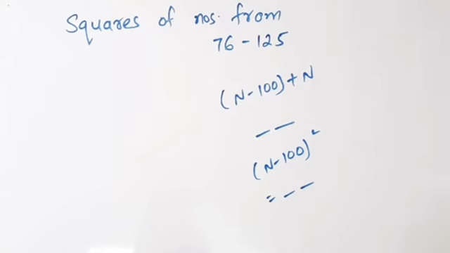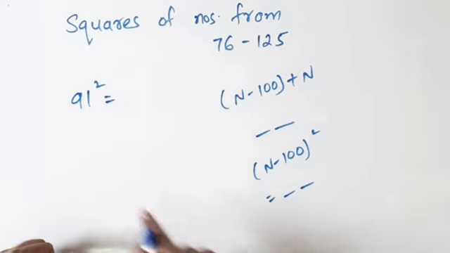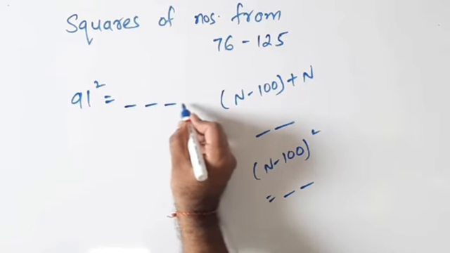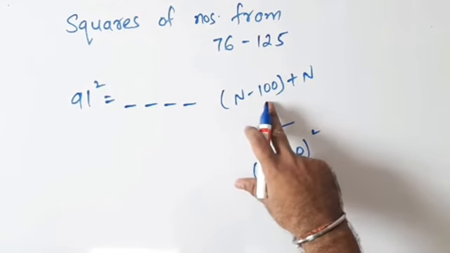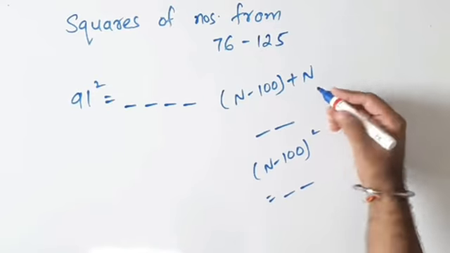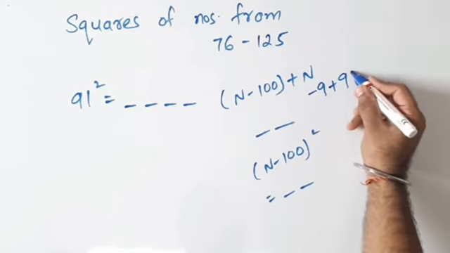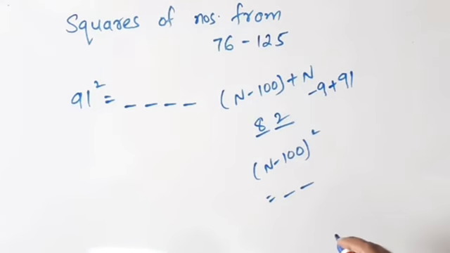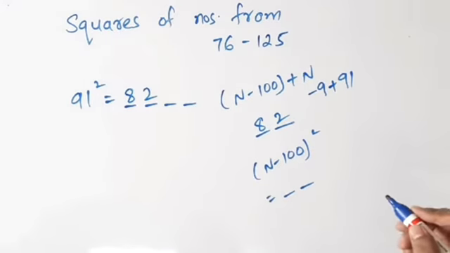So let us take a number between this range. I'll take 91 square. Then it will be a 4-digit answer. So 91 minus 100 is minus 9. Again plus the number. Minus 9 plus 91 is how much? 82. So I got my first two digits.